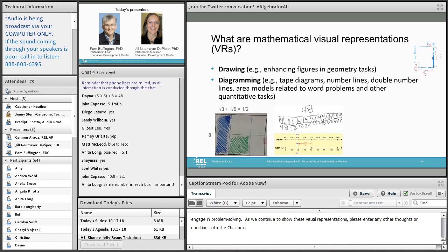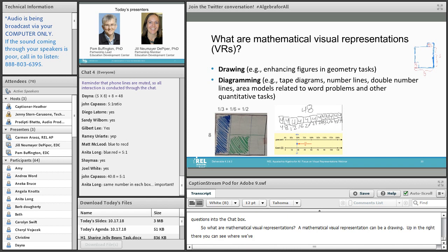So what are mathematical visual representations? A mathematical visual representation can be a drawing. Up in the right there, you can see where we've enhanced a figure in a geometry task by adding labels and notations to it. A mathematical visual representation can also be a diagram, a tape diagram, a number line, a double number line.